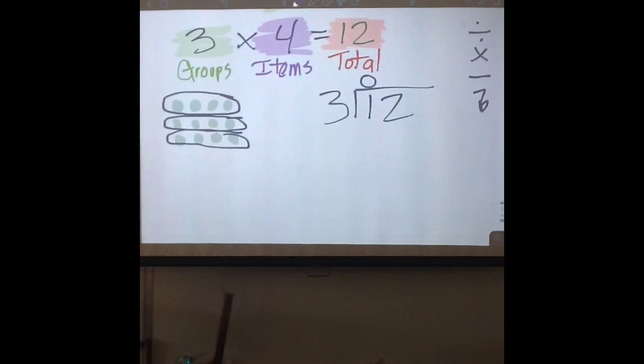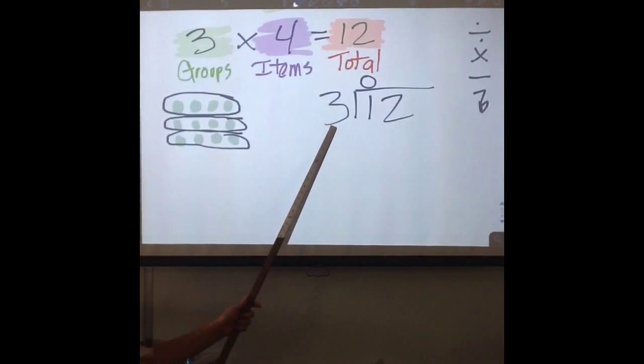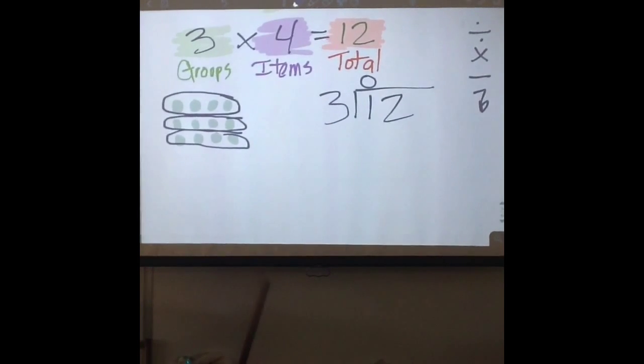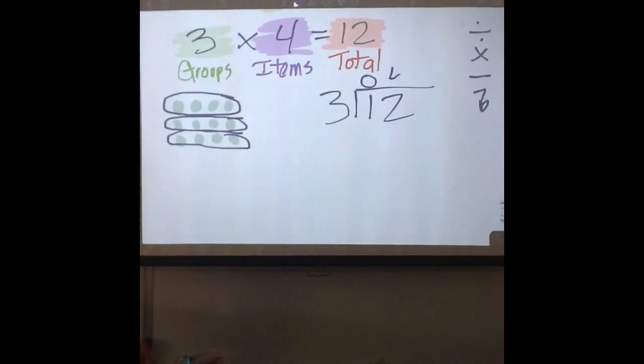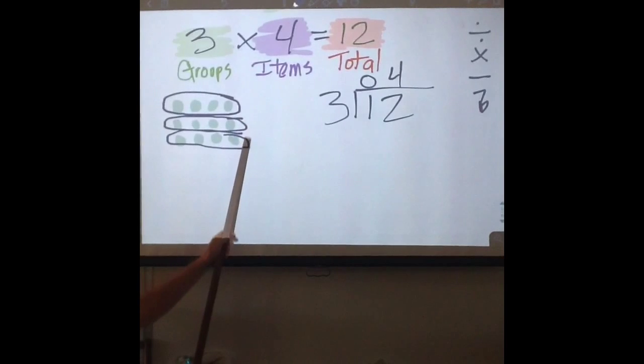Now we ask the same daddy question. How many 3s are in 12? Well, we have 4. Because we circled how many? We have 3 groups circled. How many is in each group? 4. So now we do mommy multiply. 3 times 4 is what? 12. And we put a 12 down here.